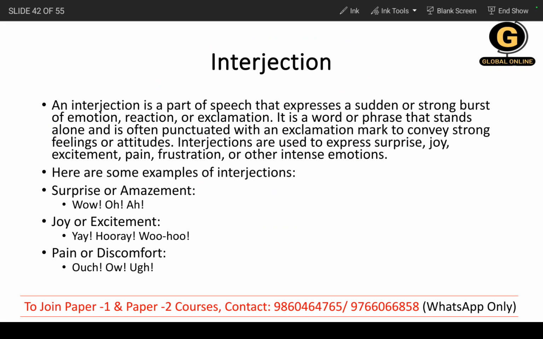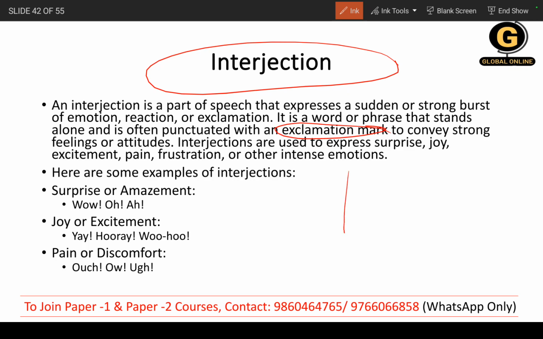Now interjection. You must have expressed sudden or strong feelings all of a sudden, right? You must have expressed that. So that is called interjection. You must have said wow after seeing something, after seeing amazing things. So you'll say wow. And one more thing that you need to remember, it adds an exclamation mark. So there must be an exclamation mark if you say that it's an interjection.